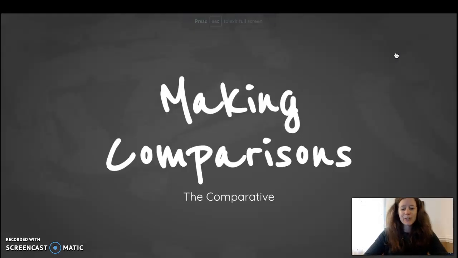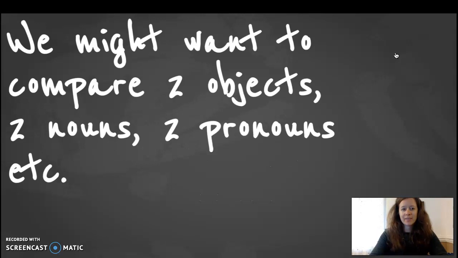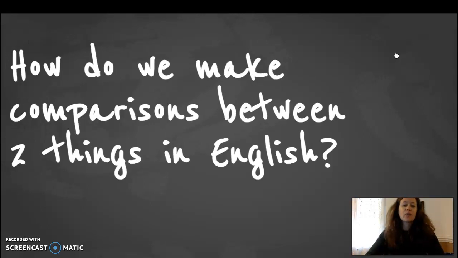Hello, my name is Jordan, and today we're going to be talking about making comparisons in English. So we might want to compare two objects, two nouns, two pronouns, etc., possibly two blue pens. We can compare any number of things. So how do we make comparisons between two things in English?